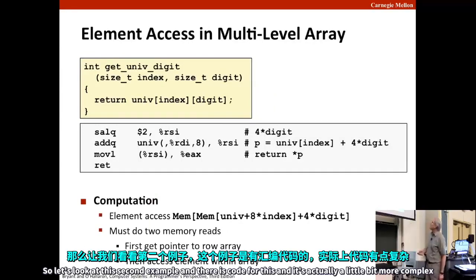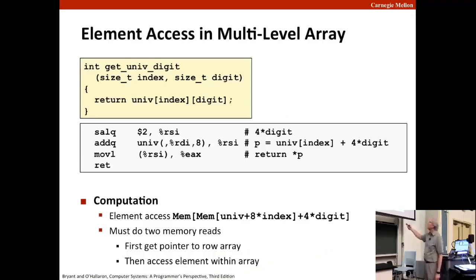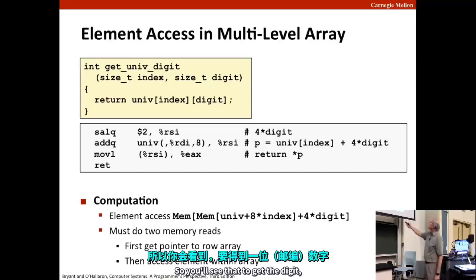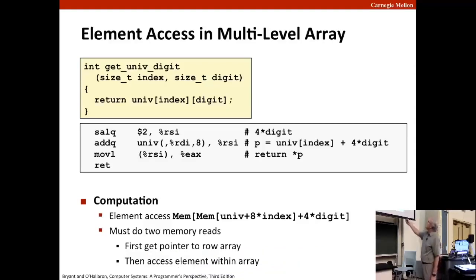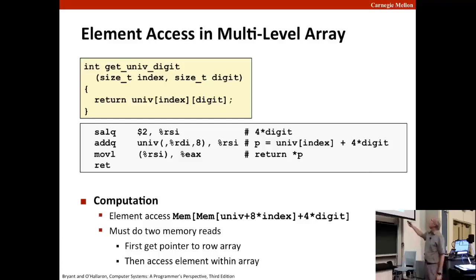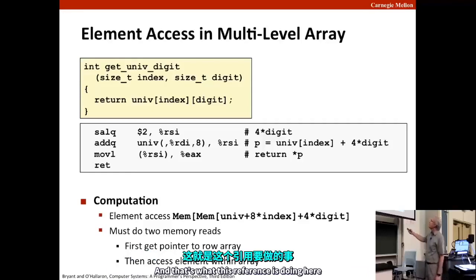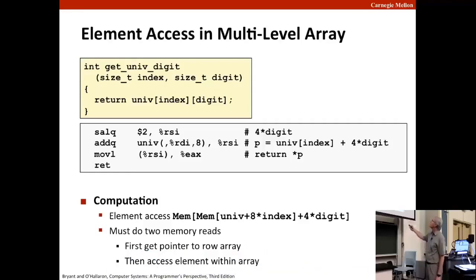So let's look at this second example, and there is code for this, and it's actually a little bit more complex because this is going through two levels of indirection. So you'll see that to get a particular digit from a particular one of these universities, it has to first of all do this dereference, which gets a pointer to the beginning of the array. And that's what this reference is doing here.